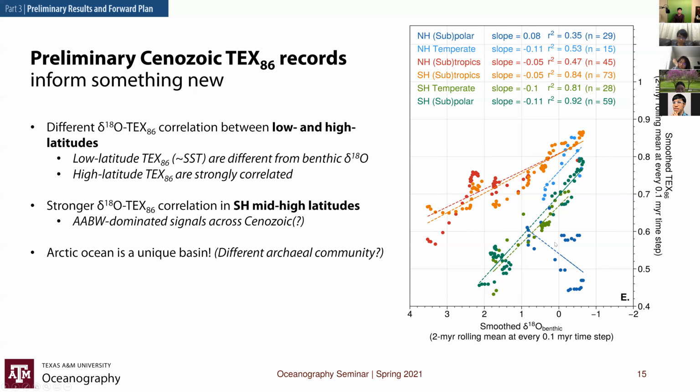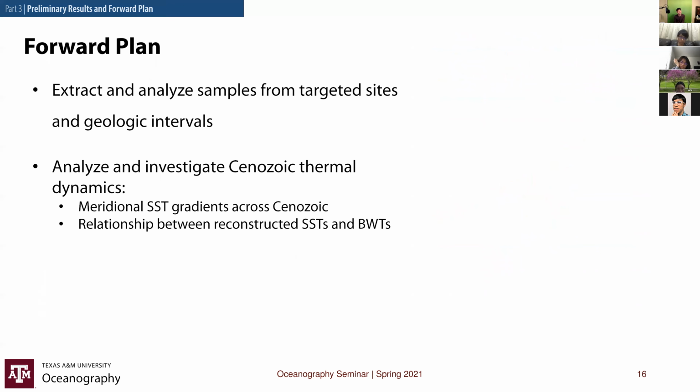So it just confirms that the Arctic Ocean is an oddball for the entire Cenozoic era. What I'm going to do for the next academic year is extract and analyze samples to fill in the gaps I just showed you. And after we have hopefully completed Cenozoic sea surface temperature records, we can investigate the thermal history of the ocean surface across the last 66 million years, like how the meridional temperature gradient changed over time, and what the relationship is between sea surface temperature and bottom water temperature, and things like that.